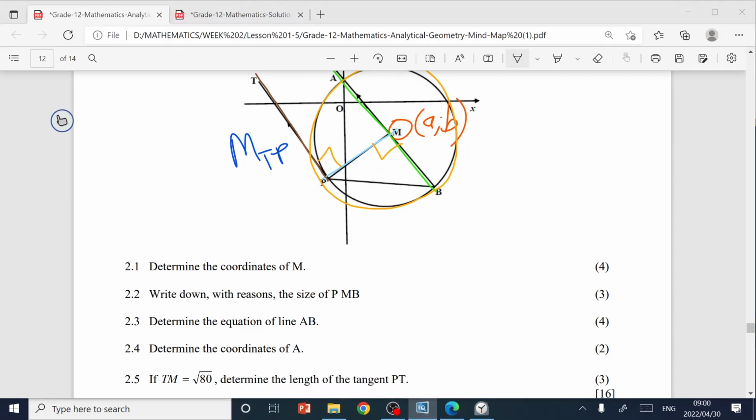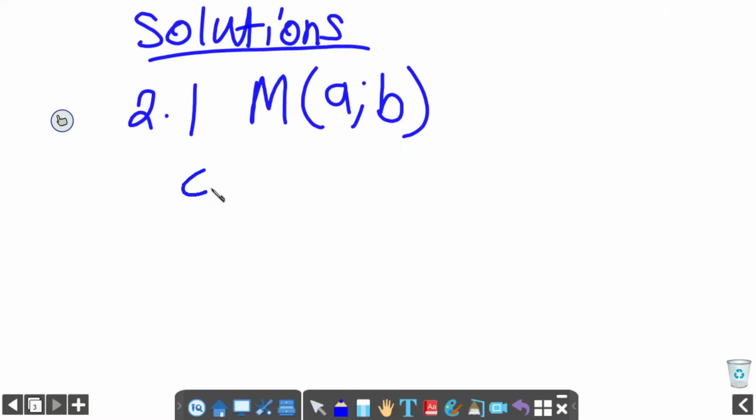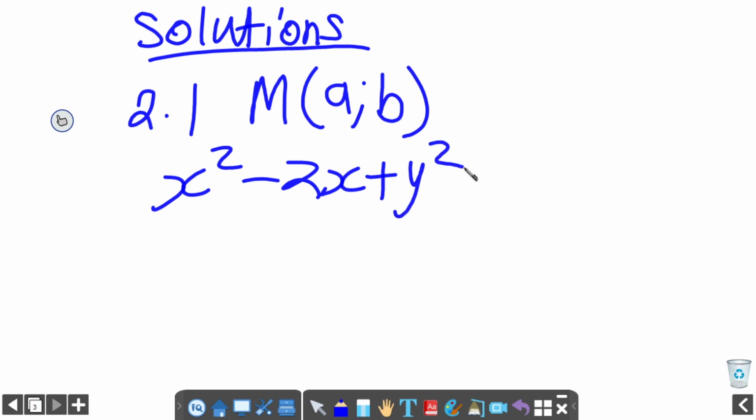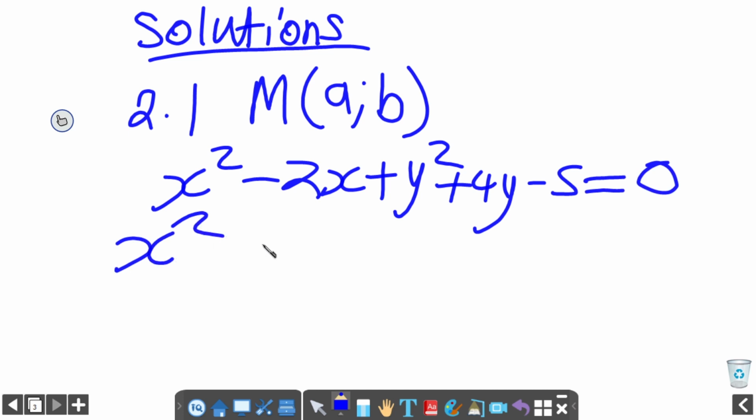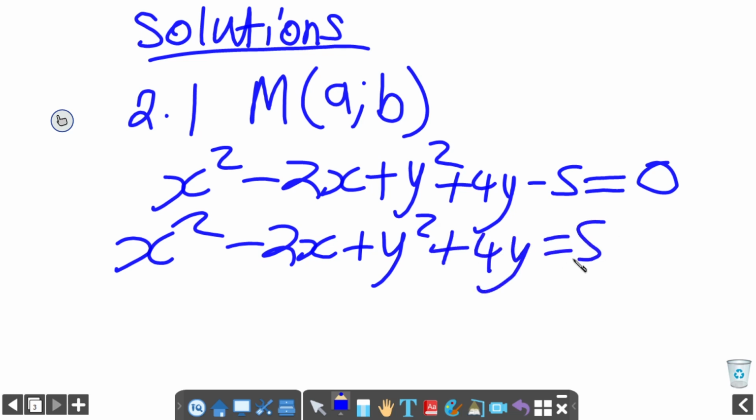We are given the equation. What is it? x squared minus 2x plus y squared plus 4y minus 5 is equal to 0. Perfect. And then from there, what are we going to do? So transpose the 5. Okay, that's fine. So we've got x squared minus 2x plus y squared plus 4y is equal to 5.